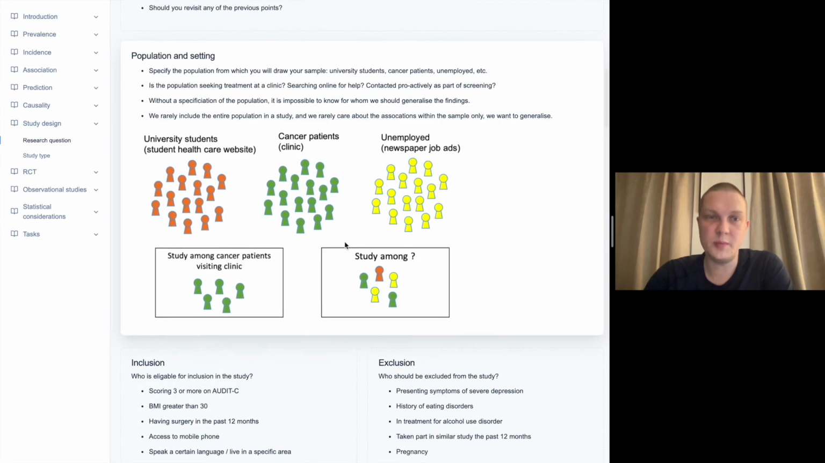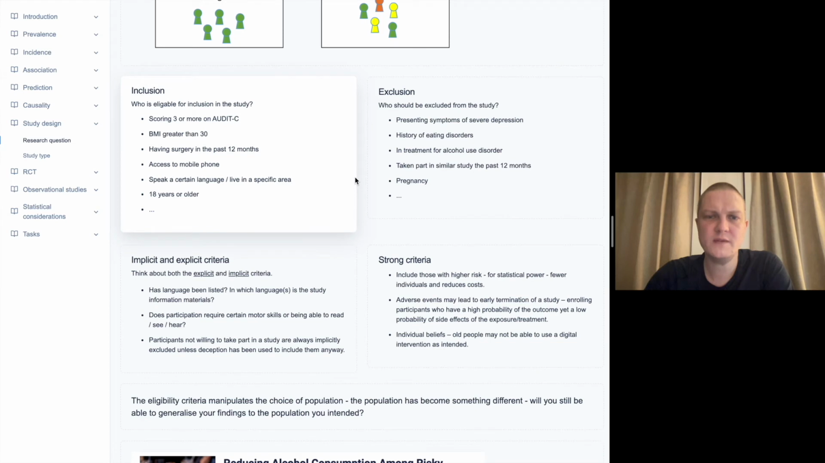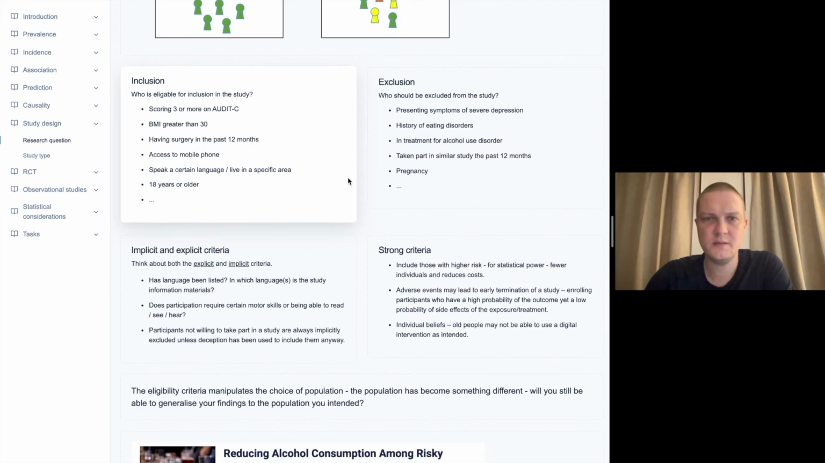After you've decided on the population and the setting, you have to think about inclusion and exclusion criteria. Are you really going to let everybody who belongs to the population also be part of the study? Or do you want to somehow select your participants? For instance, scoring 3 or more on AUDIT-C, which indicates an individual who might be at risk of problematic drinking, so they should be included. Or you have a BMI greater than 30. You had surgery in the past 12 months. You have access to a mobile phone. You speak a certain language or live in a specific area. You're 18 years or older, and so on. So who's eligible for inclusion in the study?